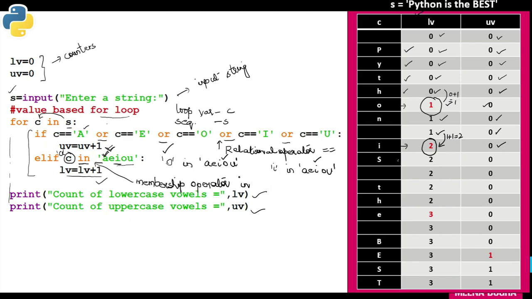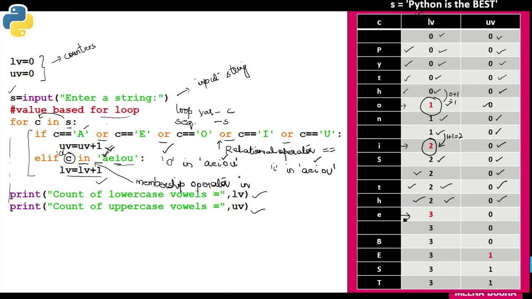With capital S, I think it should be small s. Doesn't matter. Consider it as S. And again, no counters will be incremented because S is not a vowel. With space again, none of the counters will be incremented because space is not a vowel. Same for T, no change in counters. Same for H, no change in counters.